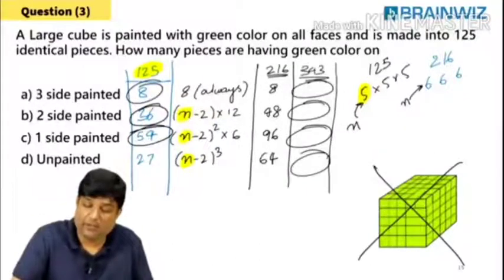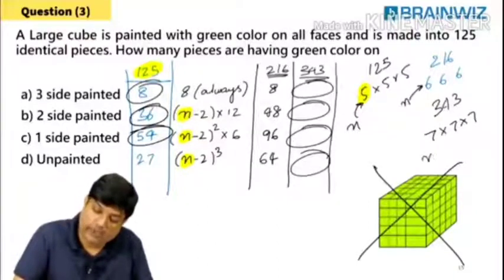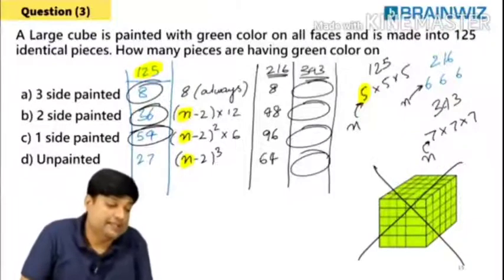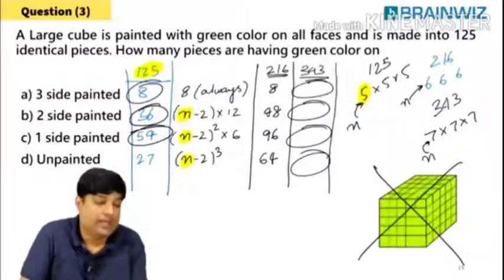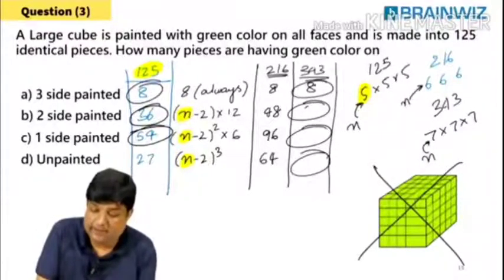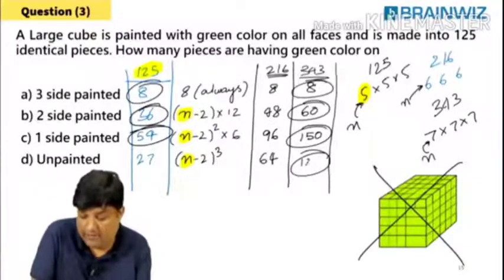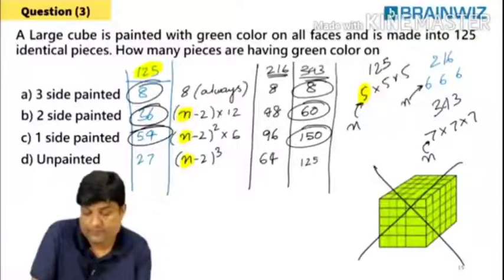What is n value? 343. 7 into 7 into 7. Bolo beta, n value 7. Das is saying, Das, इतने दिन से कहाँ थे तुम? This is 8, this is 60, this is 150, और ये रहा 125. That's it.